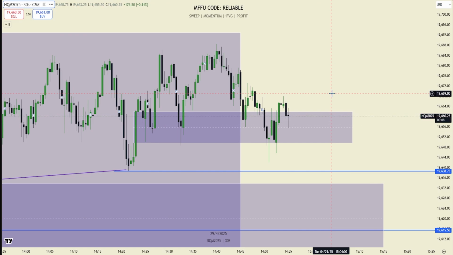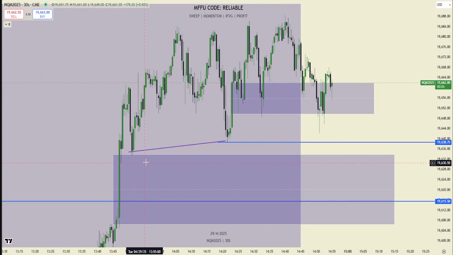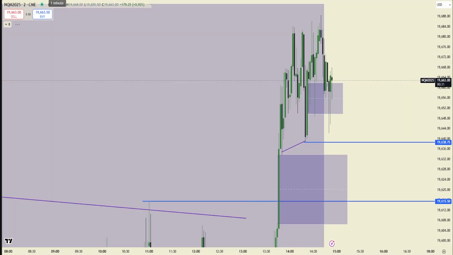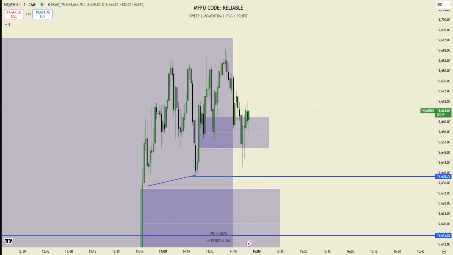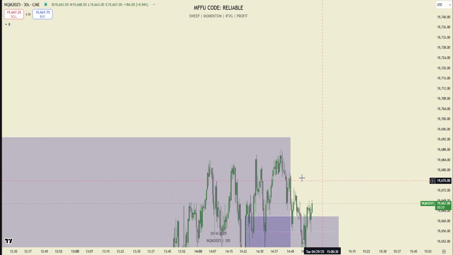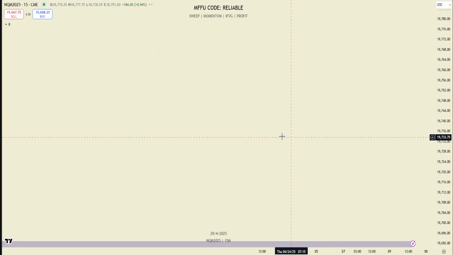How's this long? Like I said, the only way I would take it long is if we came down and swept out the lows and had delivery from this 5 or 15 minute down here. And does this look like a setup I would ever take? The draw on liquidity to the upside right now is just not good.